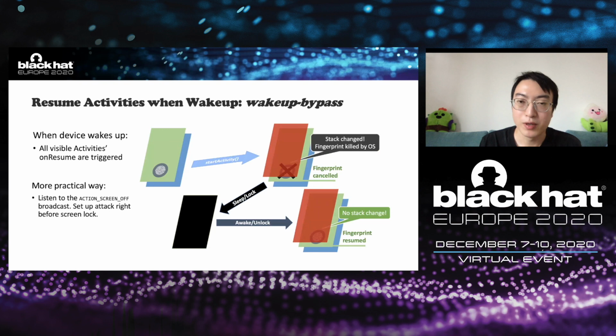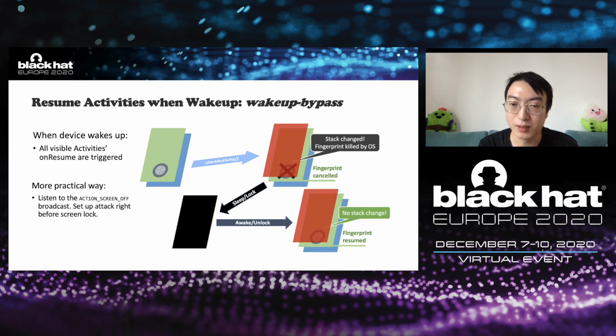And this is our first idea for the bypass. It's called a wake-up bypass. Basically, the malicious app, as before, will first launch the fingerprint activity, then launch the covering activity. But because of the mitigation, when it launches the covering activity, the background fingerprint activity will be cancelled by the OS. Then it will just wait for the victim to lock the screen and later unlock the screen.